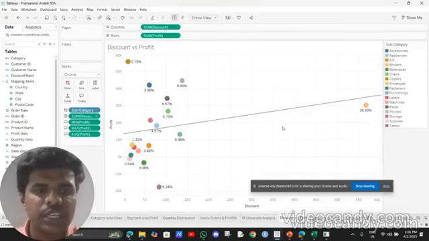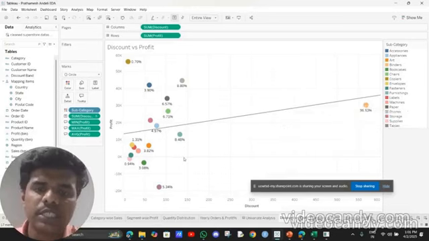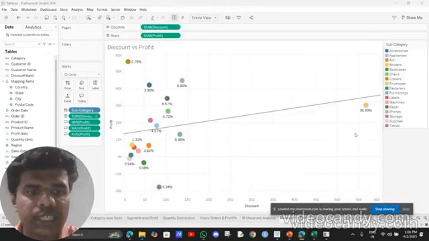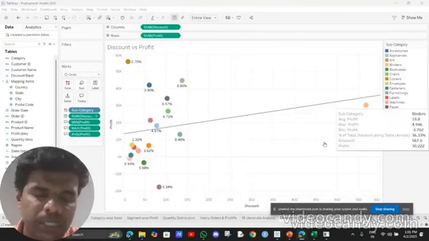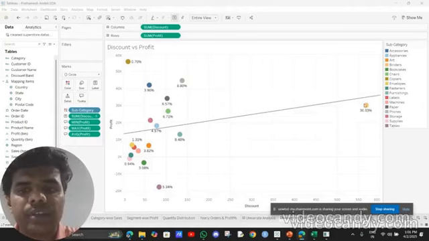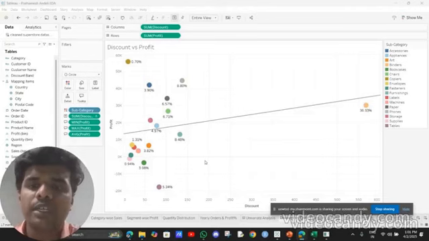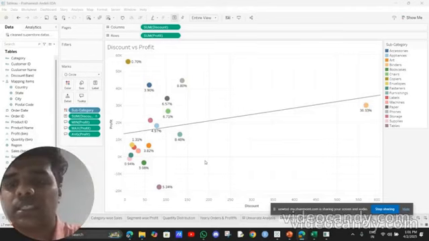So here it is very clear that this is the zero line. Above this line all the profit is there, and below this line there is loss. So it is very evident. This subcategory, which is binders, is having around 36% of discount, and it is making a good profit. So we can say that the discount and profit are directly proportional to each other in binders' case.